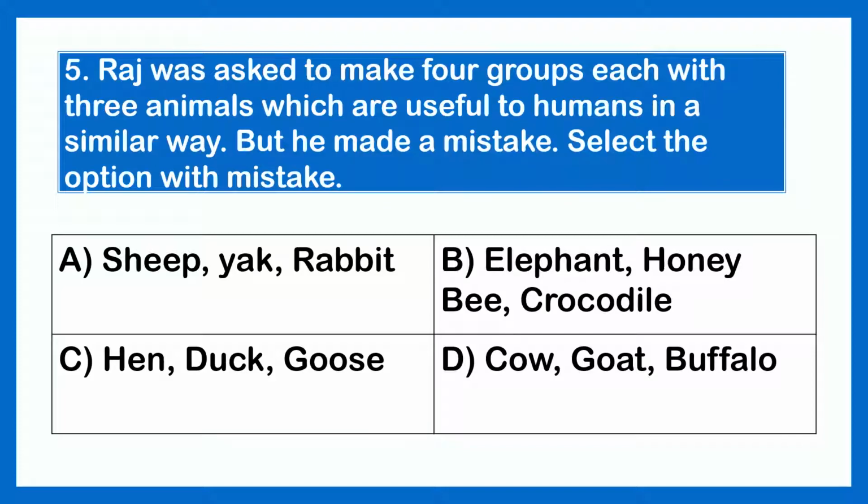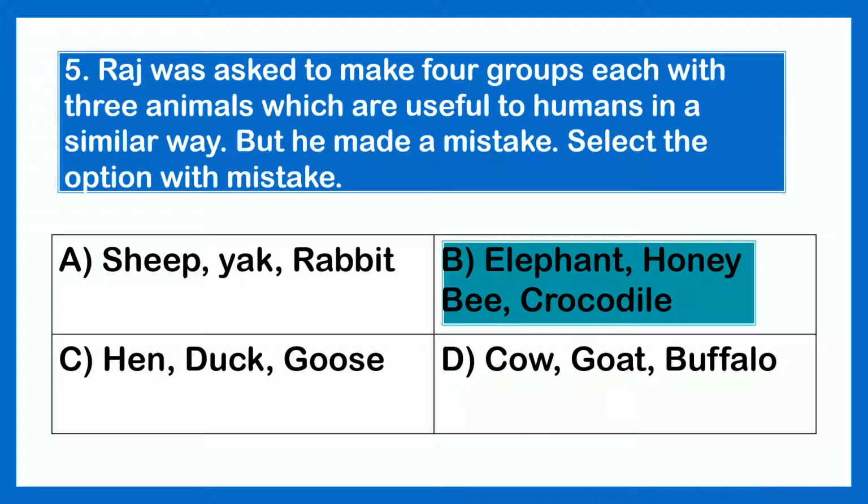So let us look at the options one by one. Option A, sheep, yak, rabbit. Sheep, yak and rabbit give us wool. Option B, elephant, honeybee, crocodile. Elephant and crocodile skin are used to make leather, whereas honeybee is a source of honey. Option C, hen, duck and goose give us eggs. Cow, goat and buffalo give us milk. So therefore, the correct answer is option B, elephant, honeybee and crocodile.